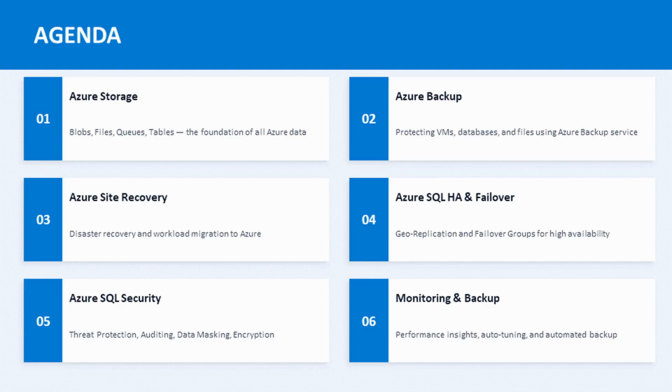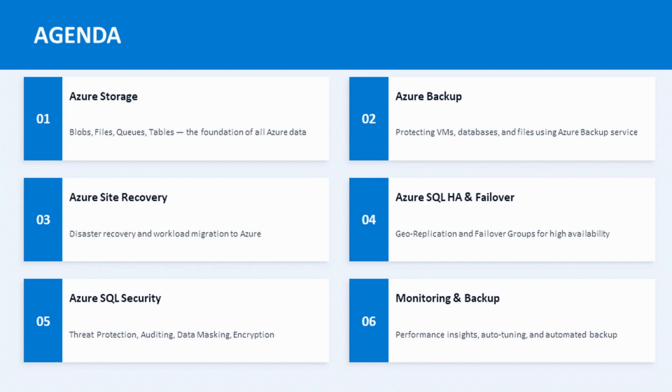Third, Azure Site Recovery, or ASR, the service used for disaster recovery and workload migration, enabling you to replicate on-premises machines to Azure and fail over in minutes. Fourth, Azure SQL High Availability and Failover, how to create geo-replicated database copies and configure failover groups for automated, application-transparent failover.